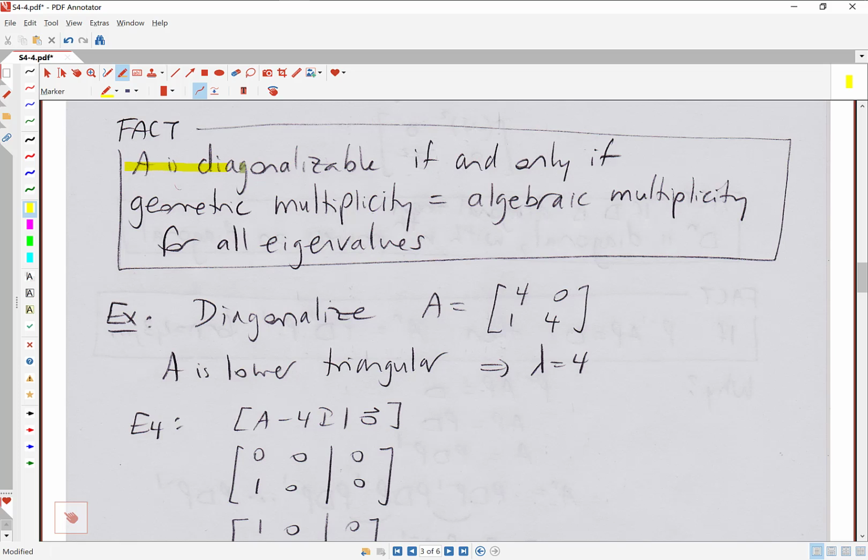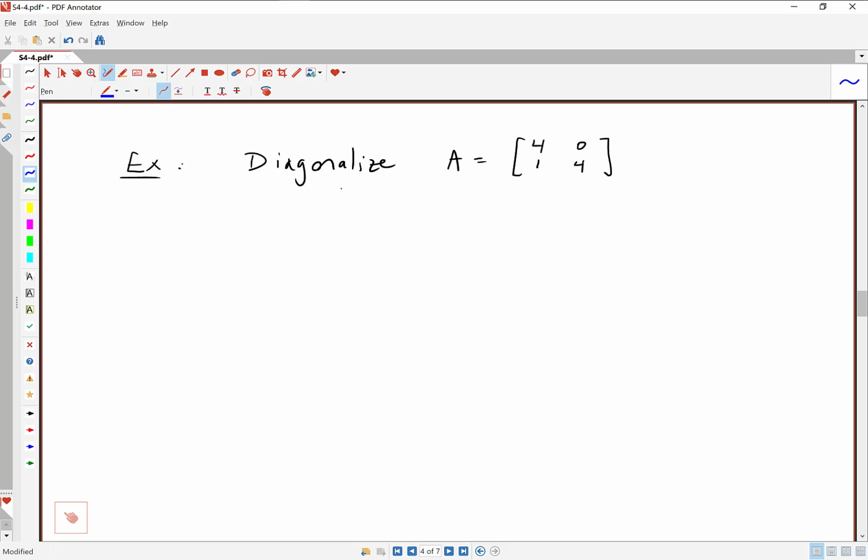A matrix A is diagonalizable if and only if the geometric multiplicity is equal to the algebraic multiplicity for all the eigenvalues. So now we're going to do an example to see what can go wrong. We're going to see a matrix that can't be diagonalized. So the question says to diagonalize A, or this is sometimes worded as find the matrix P that diagonalizes A, which really comes down to the same thing.